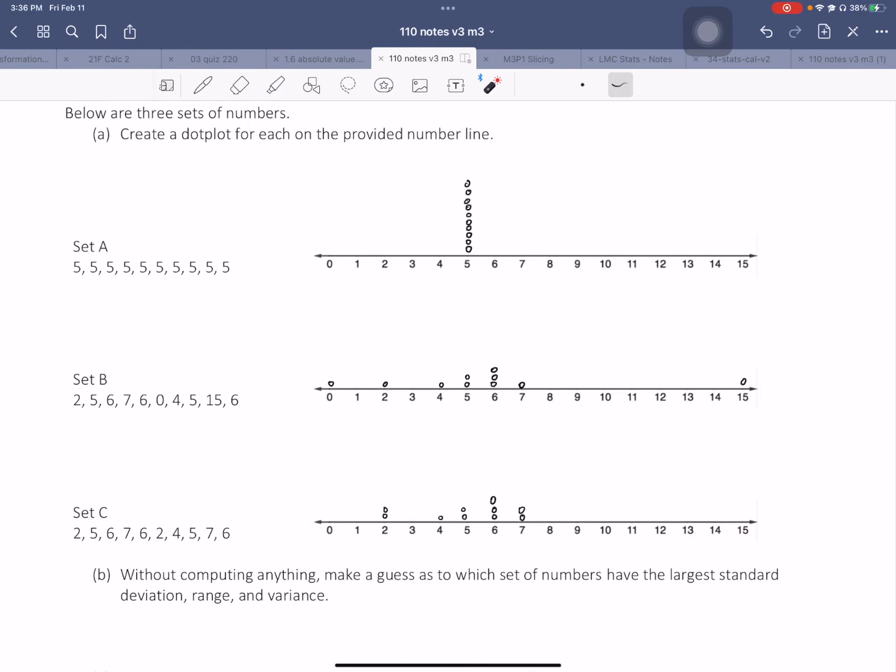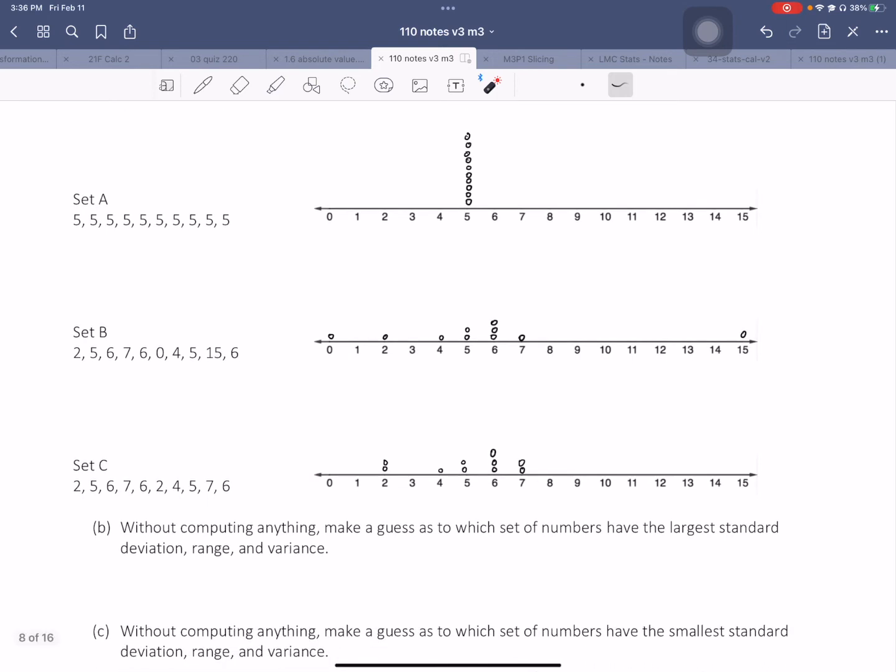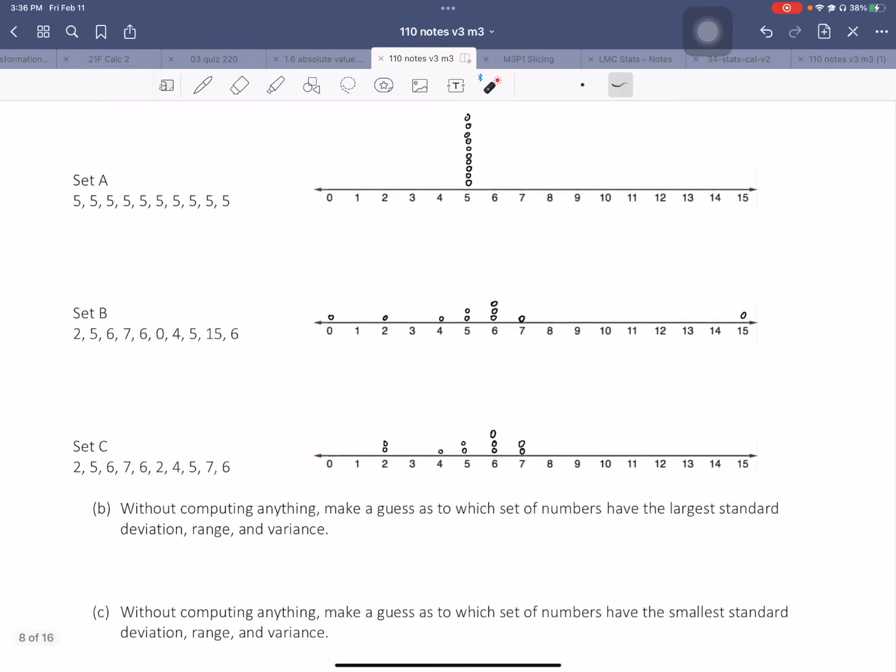So now let's consider this question here at the bottom. Without actually computing anything, make a guess as to which set of numbers has the largest standard deviation, range, and variance. Now, without getting into any technical definitions of these statistics, the standard deviation, the range, and the variance are all measures of spread. That is, these tell you how far spread out the data is.